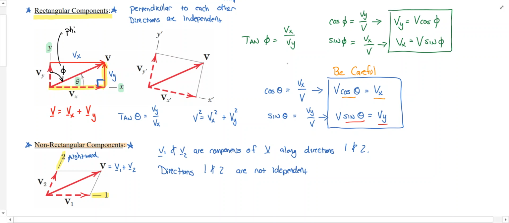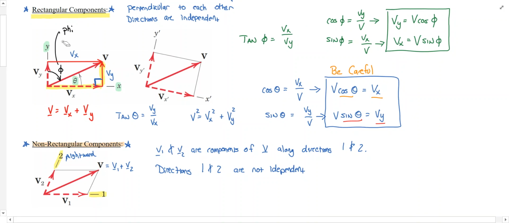Now, here is the moral of the story. Whichever side, x or y, has the angle measured off of it, then the cosine of that angle multiplied by the vector is going to return that component. So for theta measured off of the x-axis, V times the cosine of theta is the x component. For phi measured off of the y-axis, V times the cosine of phi is the y component. That's always the case.